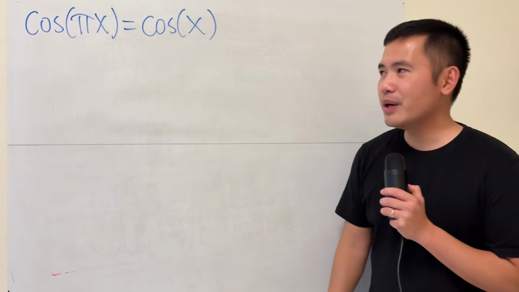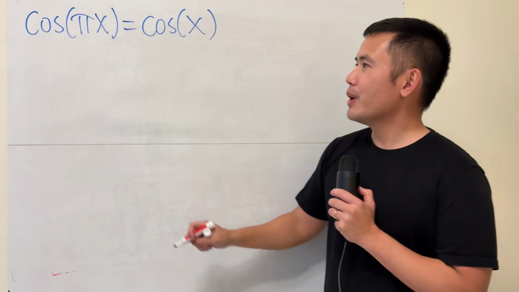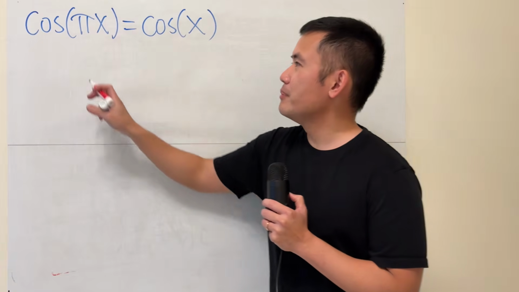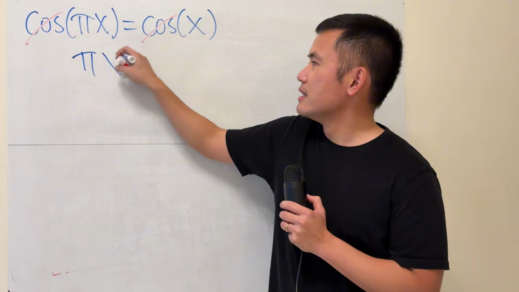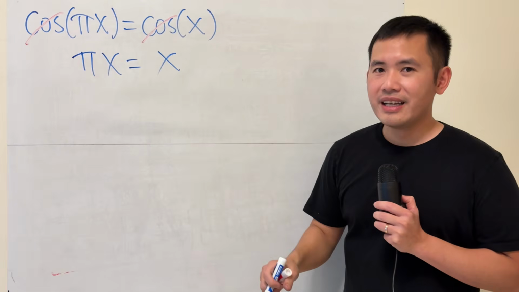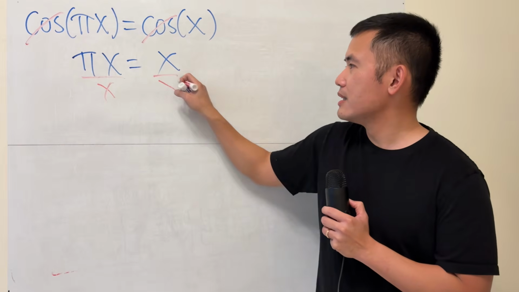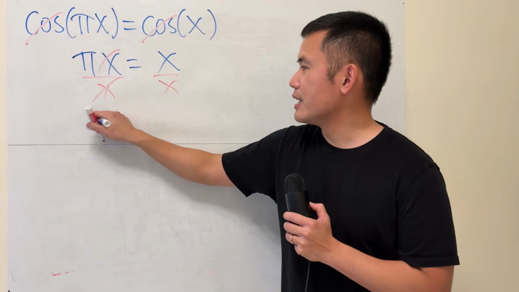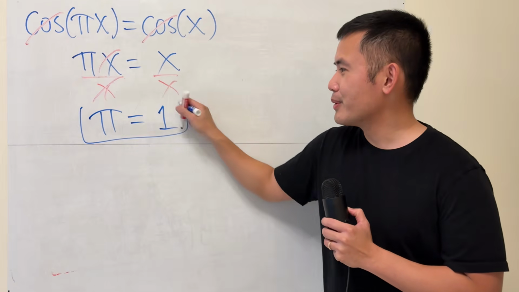Check this out. Here we have cosine of pi x is equal to cosine of x. Well, if this is equal to that, that means we can just cancel this right here and then get pi x is equal to x, right? And then we have x on both sides, so we can just divide both sides by x. So cancel, and then we just get pi is equal to 1. Look at that. How cool.